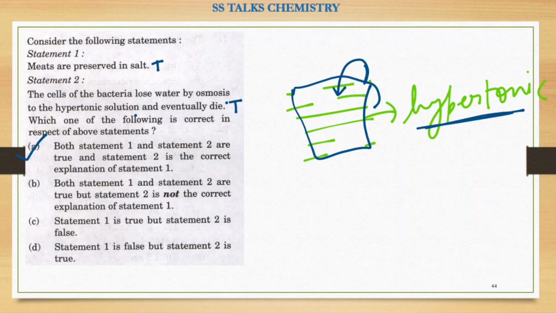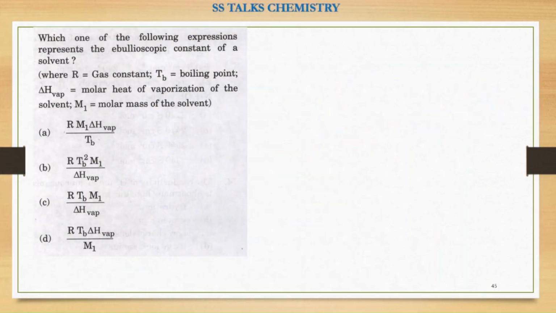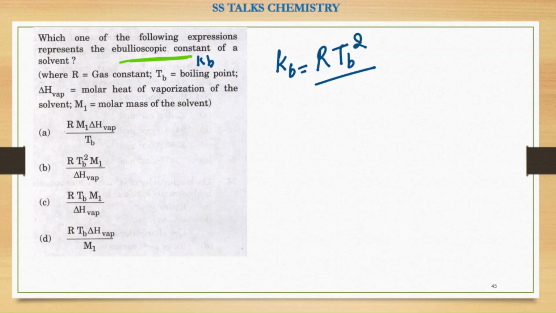Okay. Next one we have is this question. It says which of the following expressions represents the ebullioscopic constant value. Now you might be confused with this term, ebullioscopic constant. It is nothing but your Kb value. We have seen this relationship for the Kf I told. Now here the direct formula is asked. Kb value is R into Tb square upon delta H of vaporization into 1000 into the molar mass of it. Okay, so this is the formula.